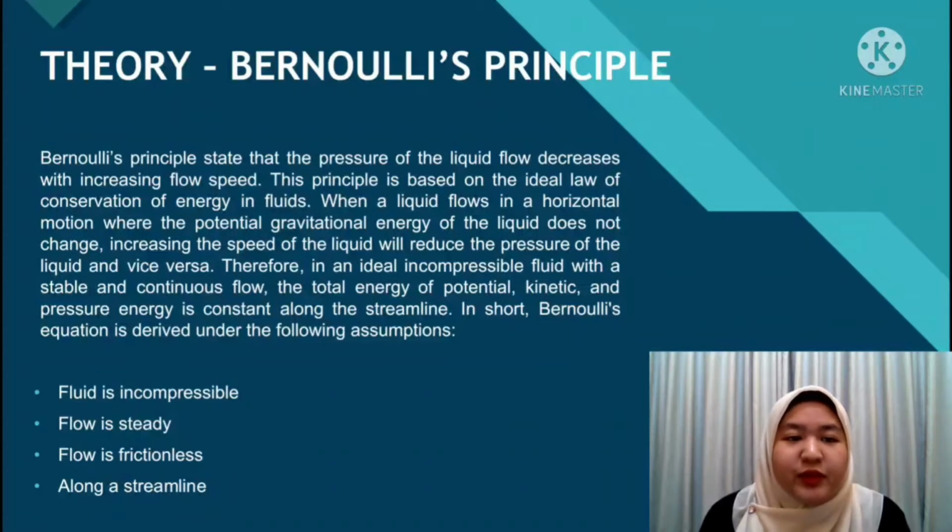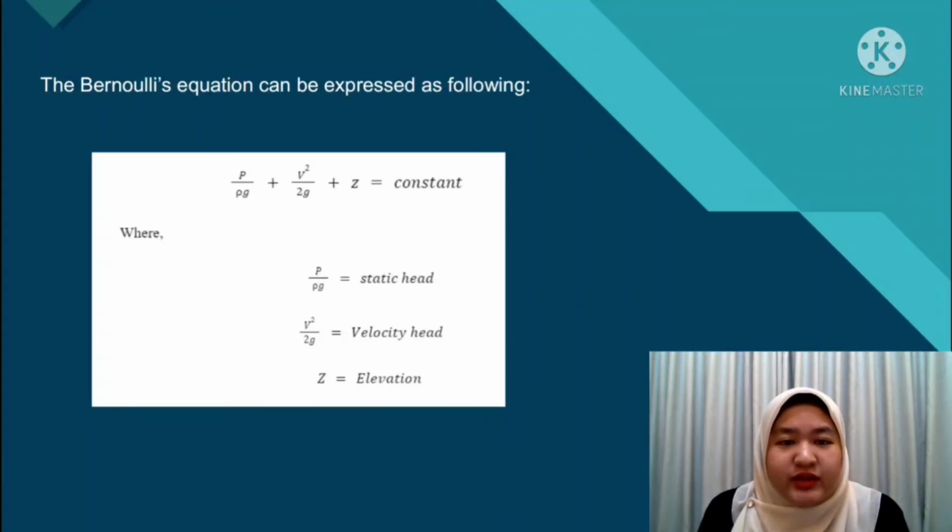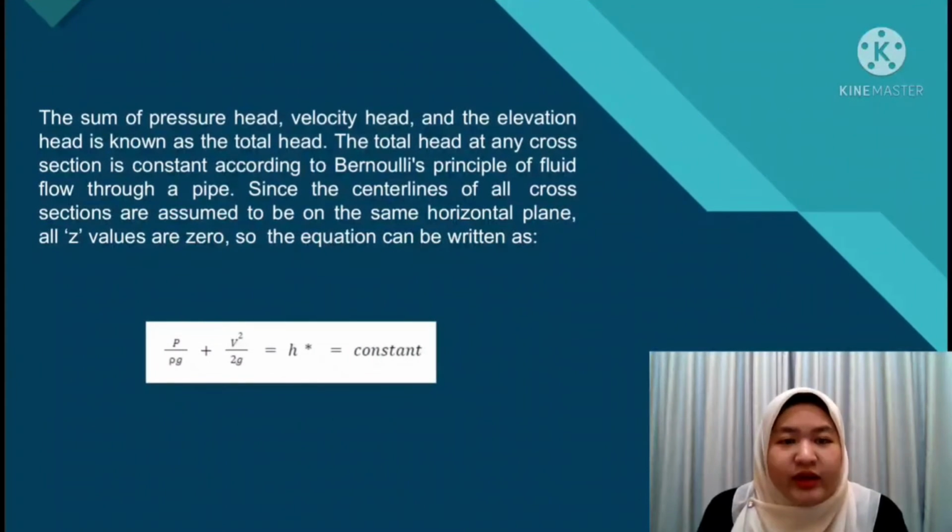So in short, Bernoulli's equation is derived under the following assumptions. First, fluid is incompressible, flow is steady, flow is frictionless, and along a streamline. Bernoulli's equation can be expressed as P over rho g plus V square over 2g plus z is equal to constant, where P over rho g is the static head, V square over 2g is the velocity head, and z is the elevation. So the sum of pressure head, velocity head, and the elevation head is known as the total head. The total head at any cross-section is constant according to Bernoulli's principle.